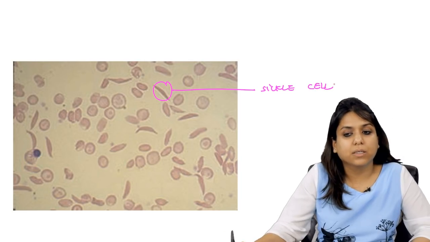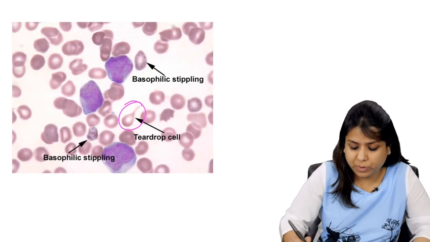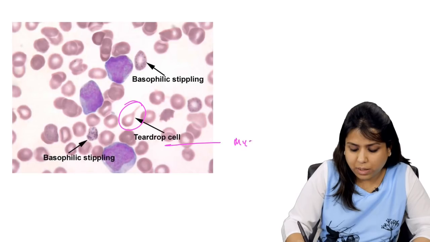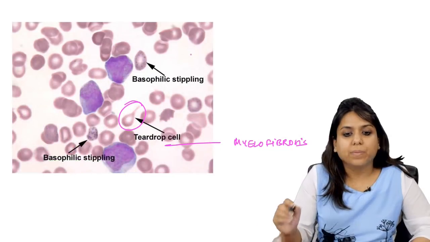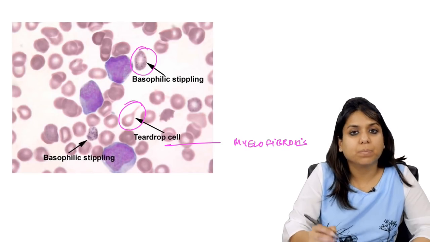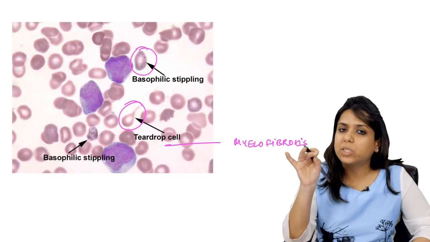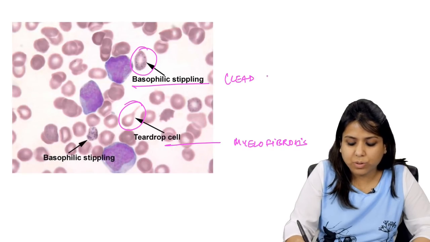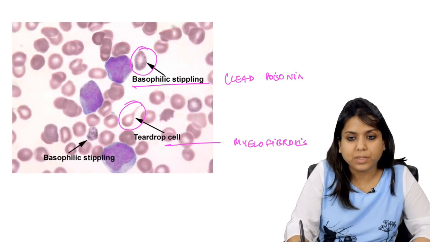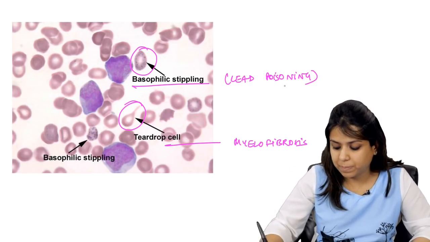Next image, students. This cell is a sickle cell. This image shows two things. One, teardrop cell. Teardrop cell is seen in myelofibrosis. Right? So this is basophilic stippling. What is basophilic stippling, students? RBC with bluish dots inside it, right? And this basophilic stippling is a characteristic feature of lead poisoning. So two things in RBCs which we have seen in this slide: teardrop cell and basophilic stippling.